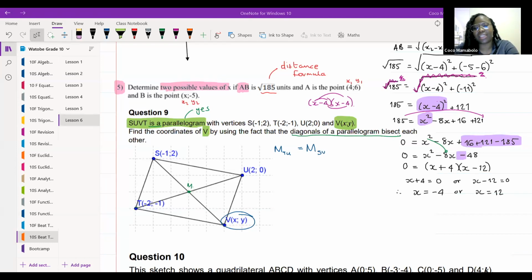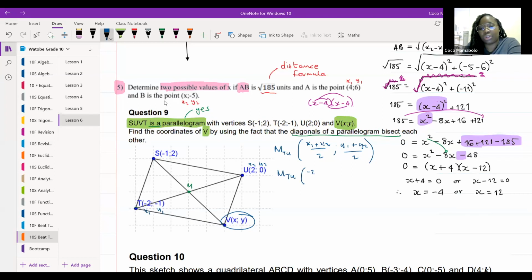All right, guys, that's time. Let's look at this question here. We're going to solve for the midpoint of TU. To find the midpoint of TU, we do (x1 plus x2) over 2 and (y1 plus y2) over 2. You can pick which one is x1 and which is y1; it doesn't matter. I'm going to call this x1 and y1, and this x2 and y2. So the midpoint of TU is (-2 plus 2) over 2 and (-1 plus 0) over 2, which is equal to 0 and -1/2.